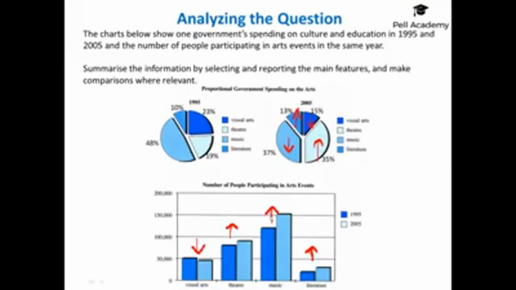I would say, be careful not to make assumptions. You wouldn't want to say that there were more participants because there was more money spent on it. We don't have that information. But what you would want to do is make some bit of a comparison between them. It would just make your essay that bit stronger. So just something to look out for in future is that if you can tie things together, if you can make comparisons, you should.